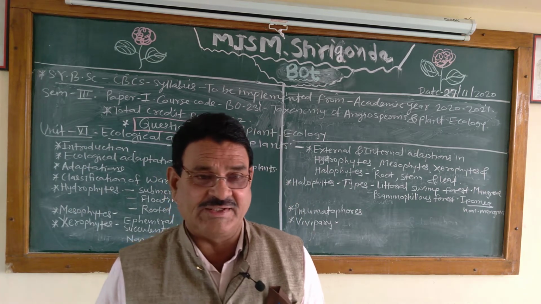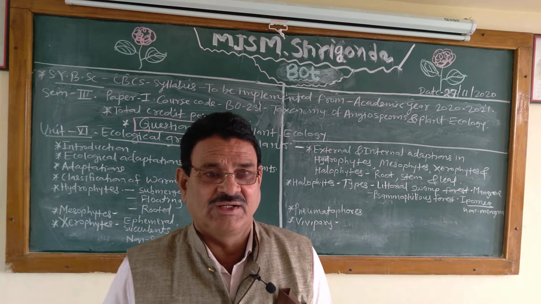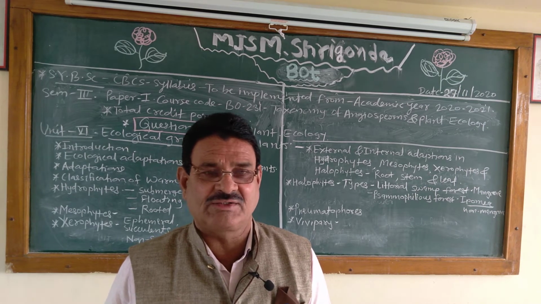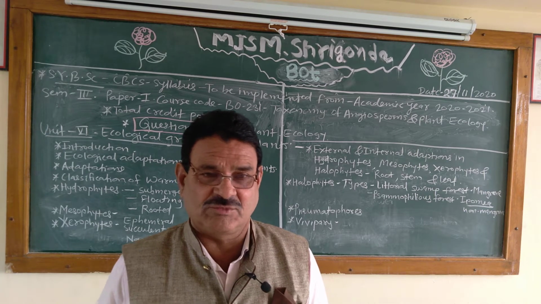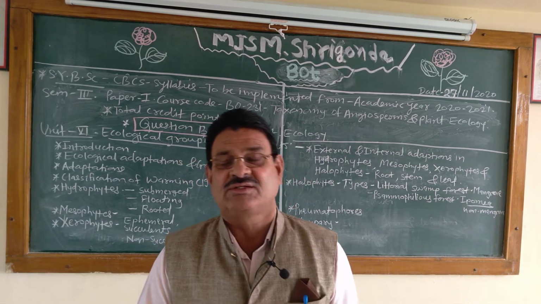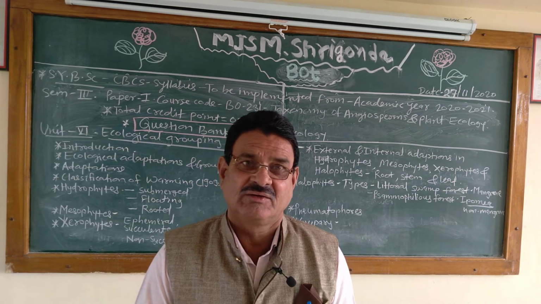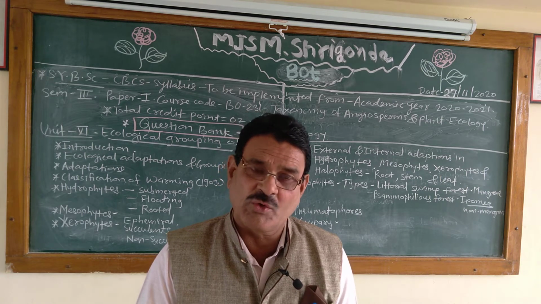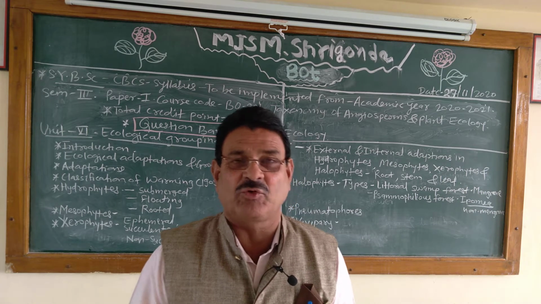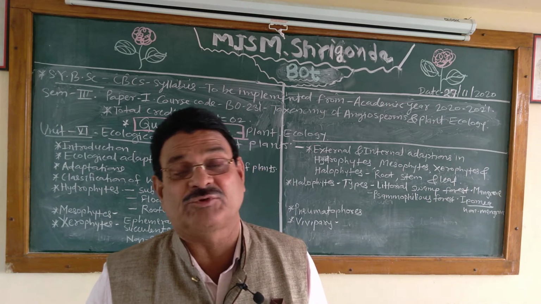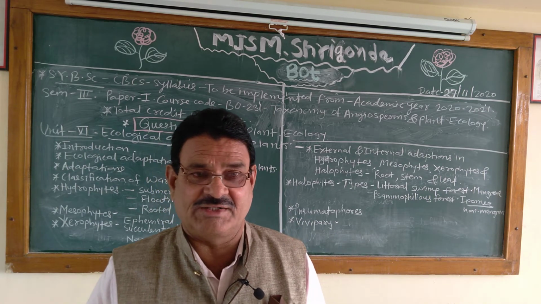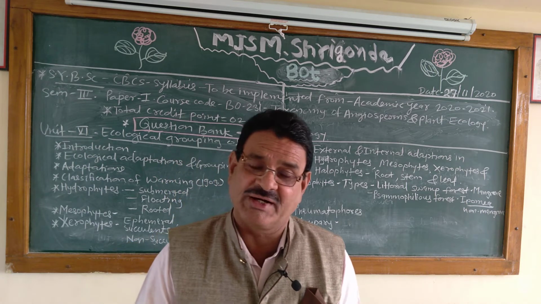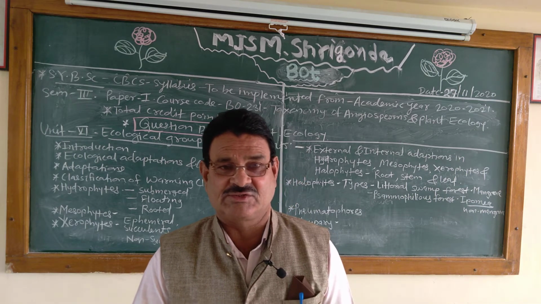Then, what are hydrophytes? Give the classification of hydrophytes. Hydrophytes are classified into free floating hydrophytes, rooted hydrophytes and submerged hydrophytes. Submerged hydrophytes are plants completely submerged in water. Rooted hydrophytes are plants rooted at the bottom of the water, and free floating hydrophytes are plants which float on the surface of water. Questions may also be asked in the examination: what are free floating hydrophytes, rooted hydrophytes, submerged hydrophytes?